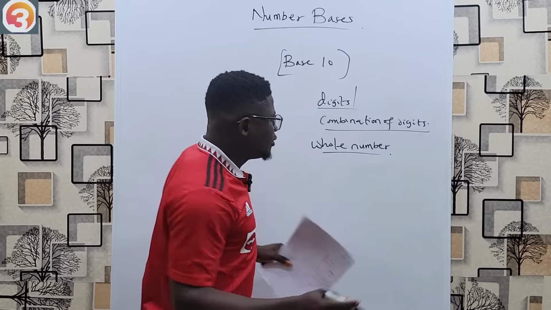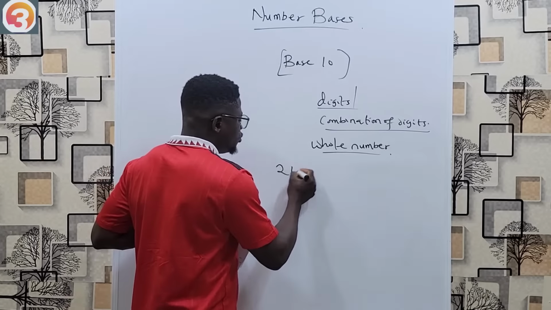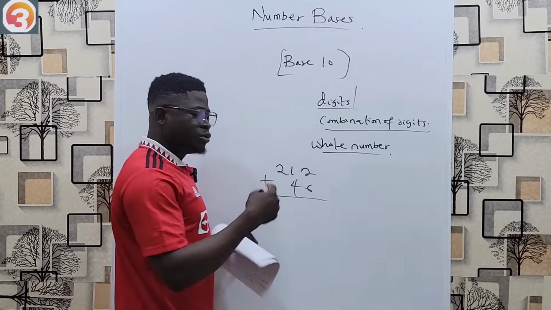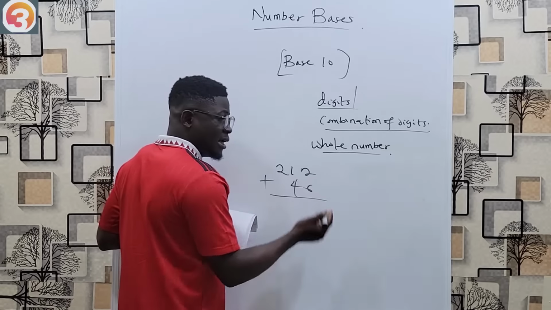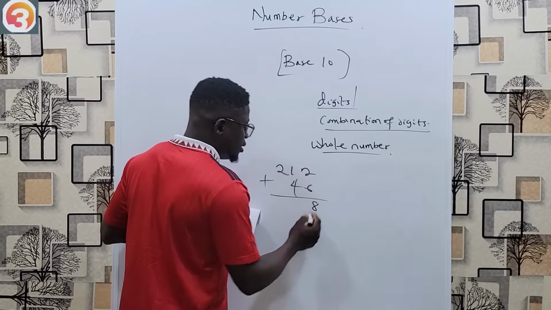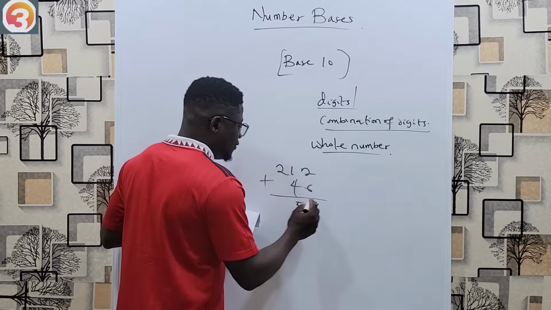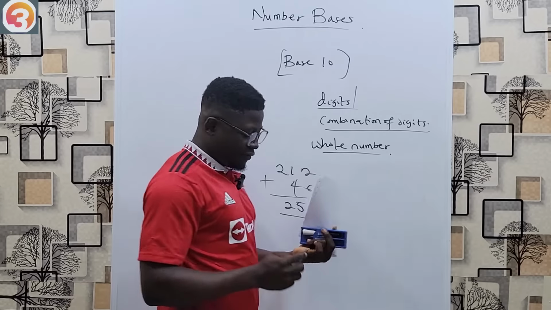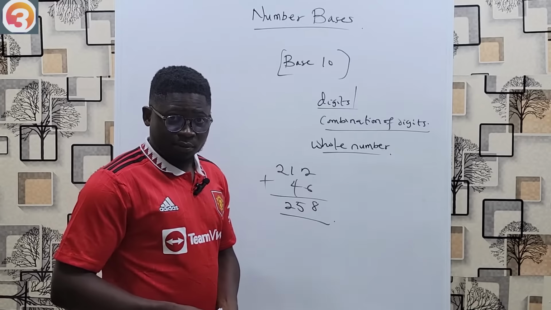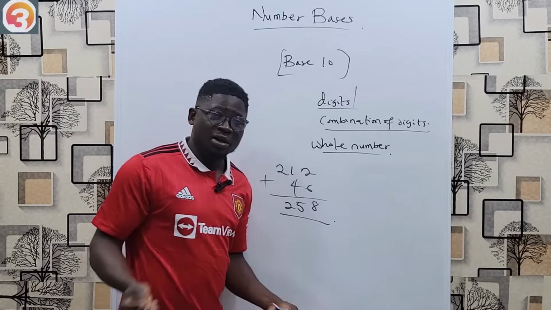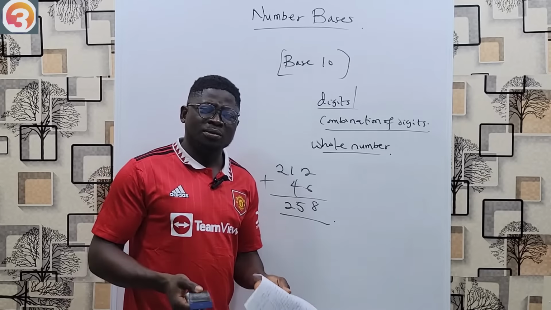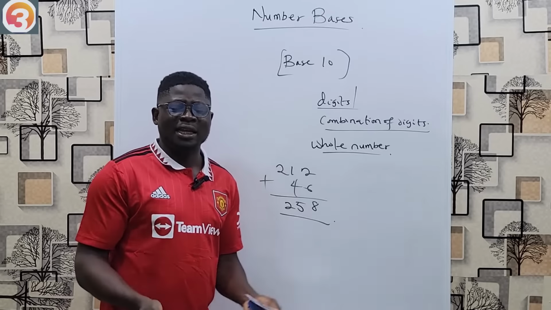The natural base, because if you want to do 212 plus 46, or do this subtraction, 2 plus 6 is what? Is 8. 1 plus 4 is what? Is 5. 2 plus nothing here is 2. We're going to have 258 as your result. So this is natural. This is a base 10 operation. So all the addition and subtraction you are doing normally are in base 10.